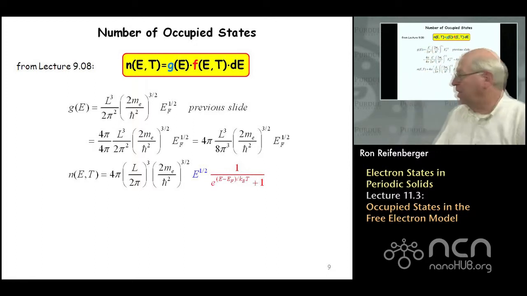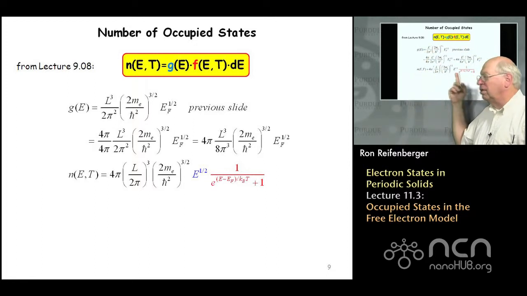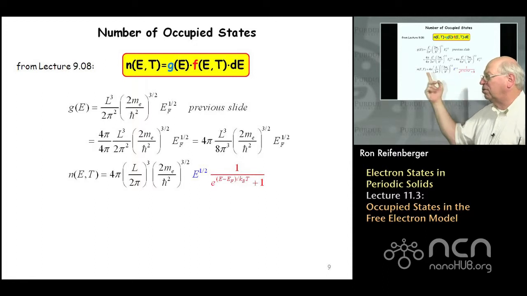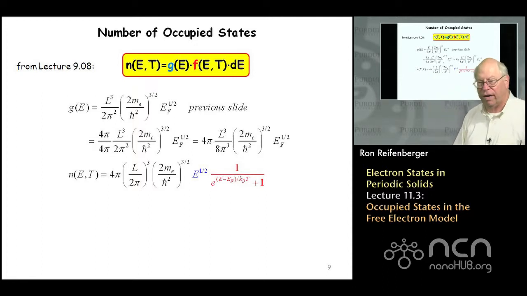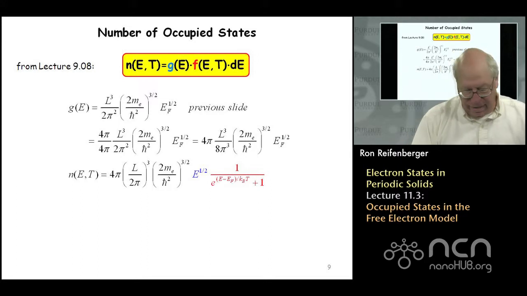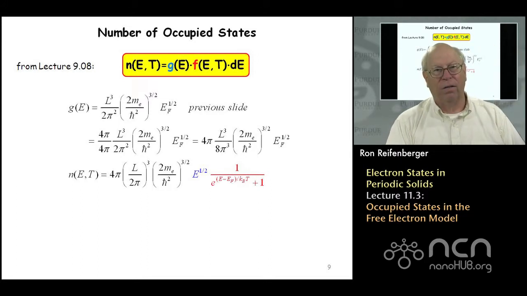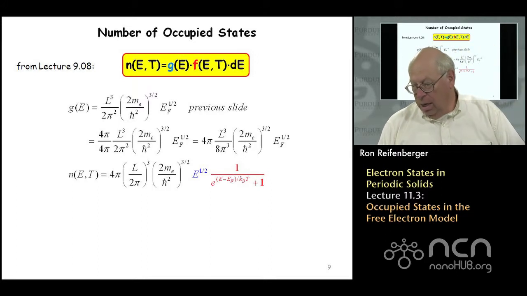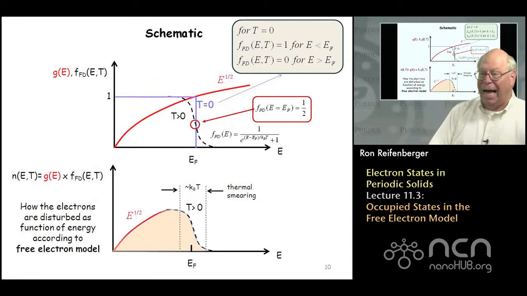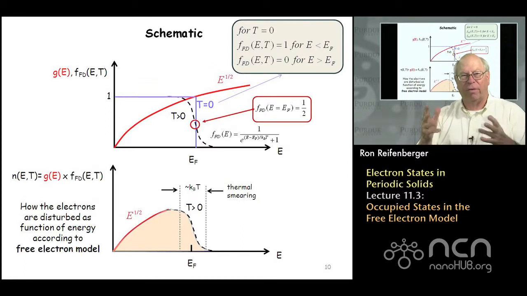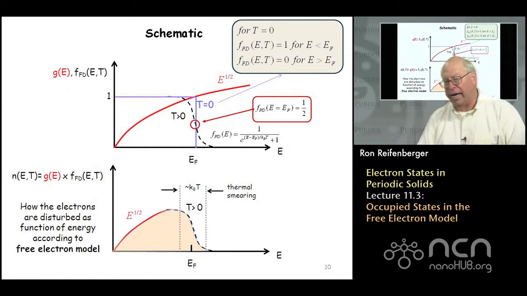But this is then the result. This is a very important result. It tells you the number of electrons as a function of energy that are occupied as the temperature T of the metal is changed. We can make some plots to make the formulas a little bit easier to understand.